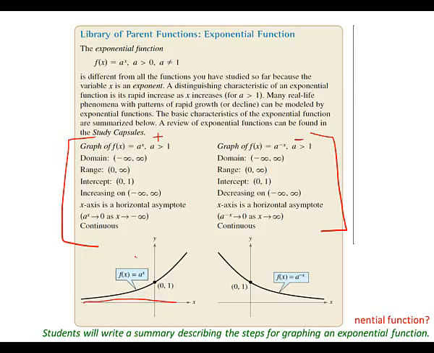The x-axis is a horizontal asymptote. This one, as x goes to negative infinity, gets closer to 0. This one, as x goes to positive infinity, we go towards positive infinity. Okay, and they're all continuous.